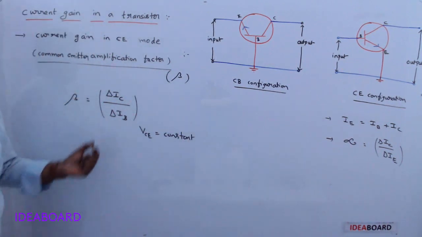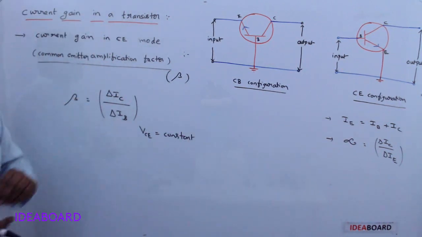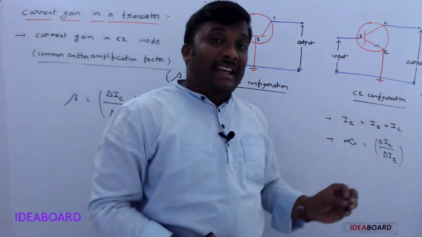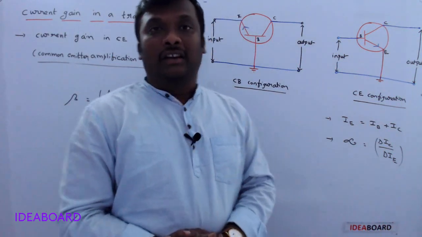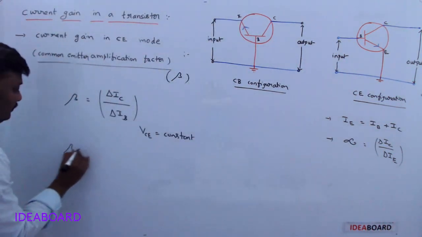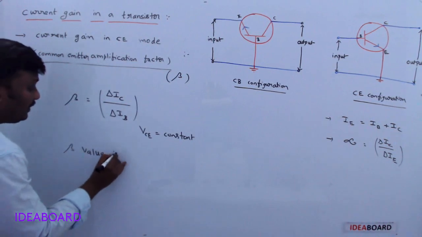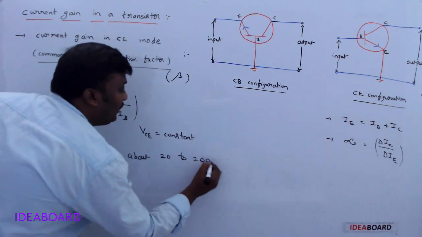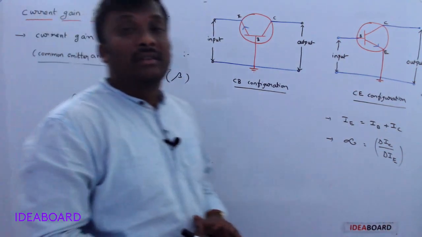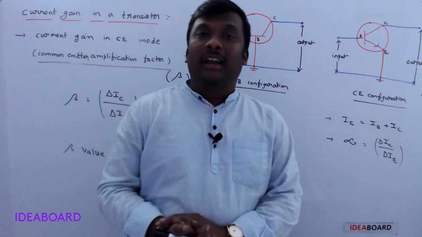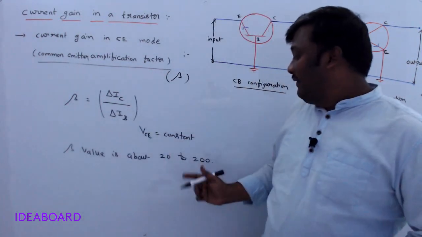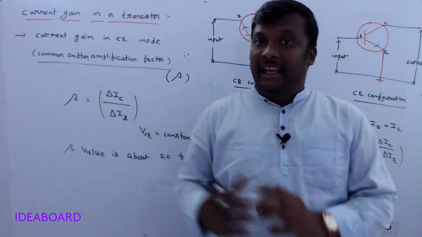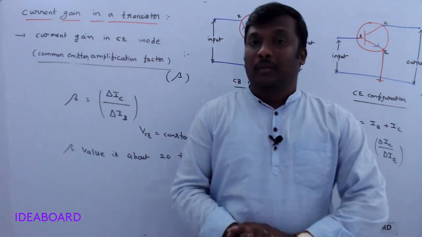Beta is the ratio of small change in collector current to the small change in the base current. We know base current is very small and collector current is very large. That's why the beta value is about 20 to 200. Alpha value is just 0.95 to 0.99, but beta value is nearly 20 to 200. That means if you want more current gain, we always prefer the CE mode.